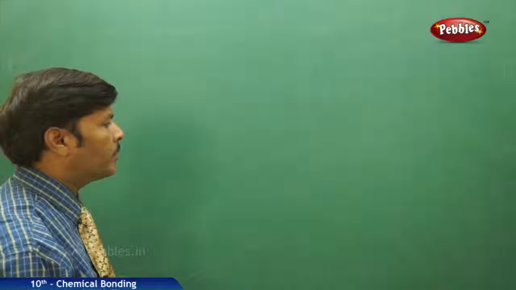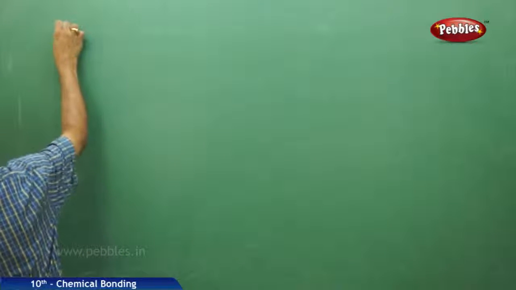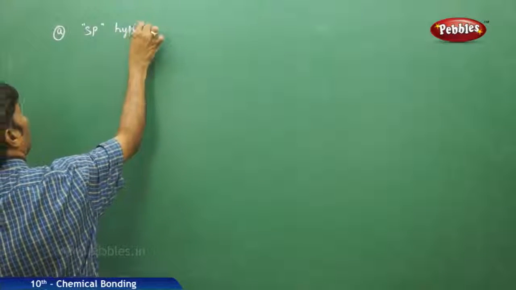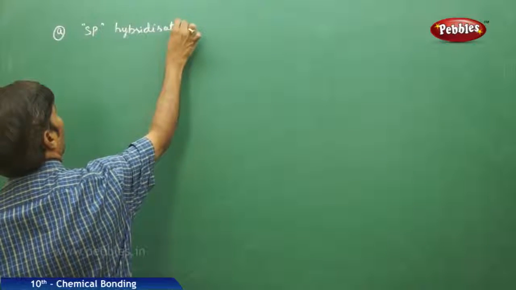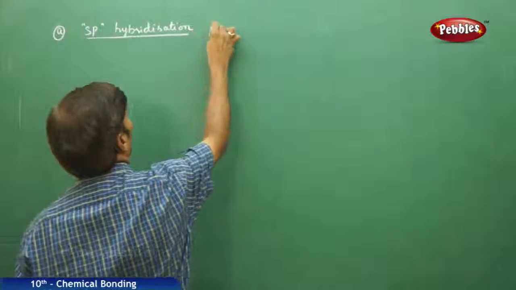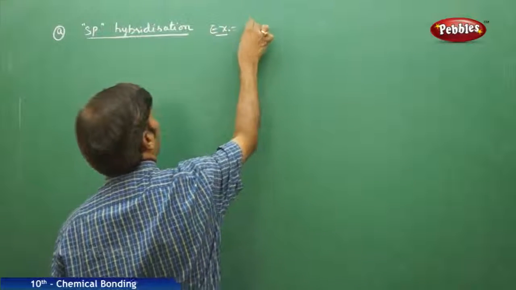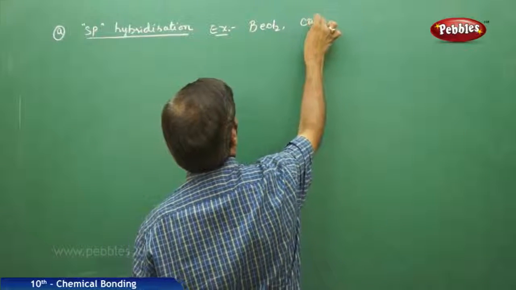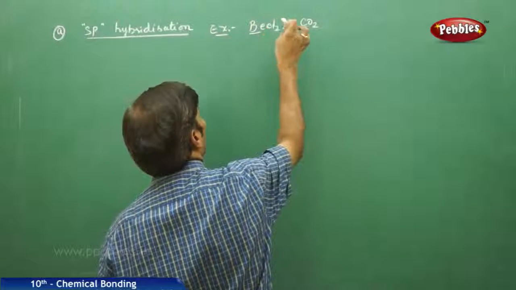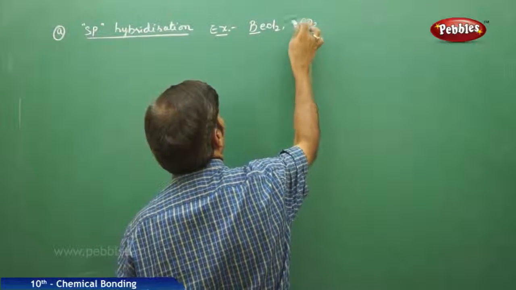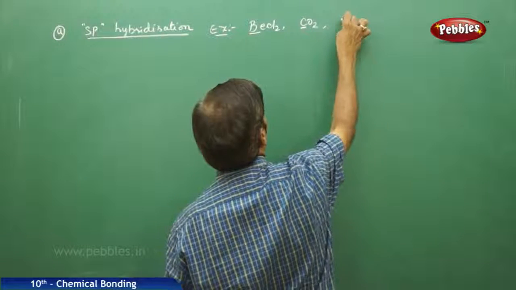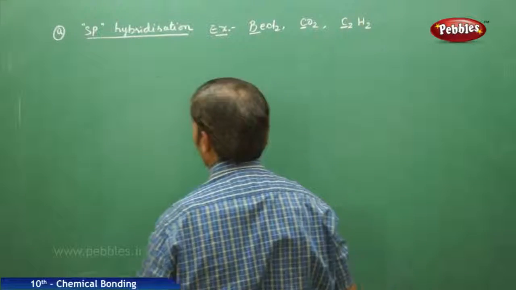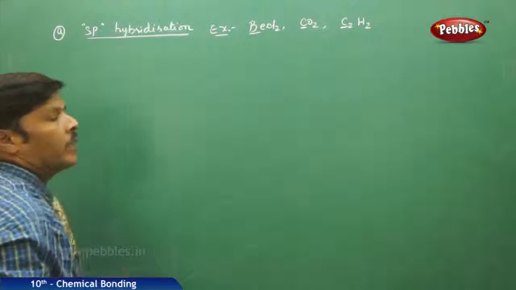So here, if you go to the types of hybridizations, let us have a discussion about sp hybridization. For sp hybridization examples, you can take beryllium chloride and carbon dioxide. In beryllium chloride, beryllium undergoes sp hybridization, in carbon dioxide, carbon undergoes sp hybridization. You can even take C2H2, acetylene, an organic hydrocarbon, in which carbon also undergoes sp hybridization.